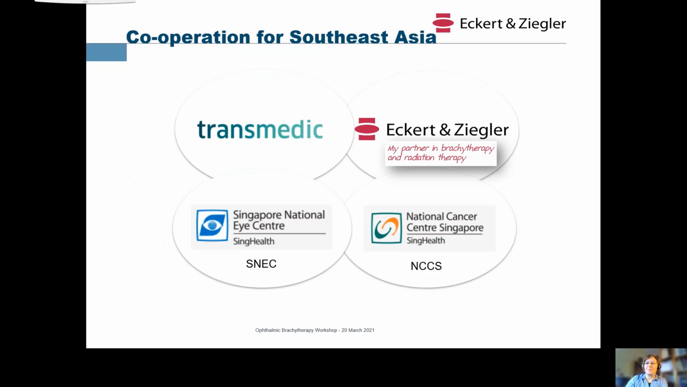Some years ago, one of these new countries was Singapore, when Transmedic and Eckert & Ziegler Babic started their combined activities in Southeast Asia by supporting the Singapore National Eye Center and the National Cancer Center Singapore to open up their service for ocular tumor treatment with brachytherapy products from Eckert & Ziegler Babic.